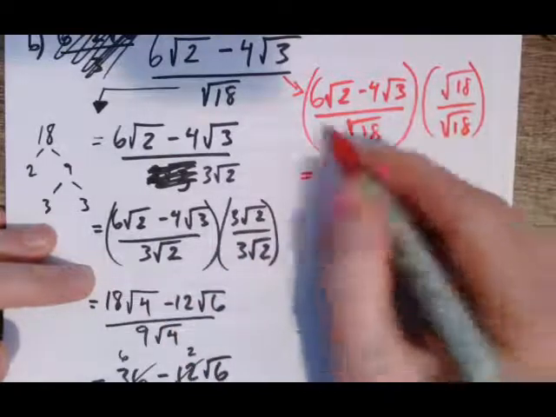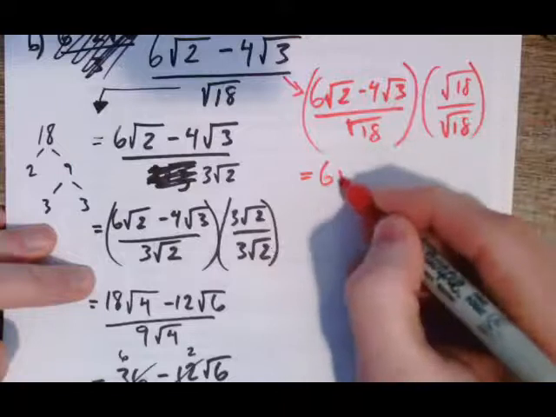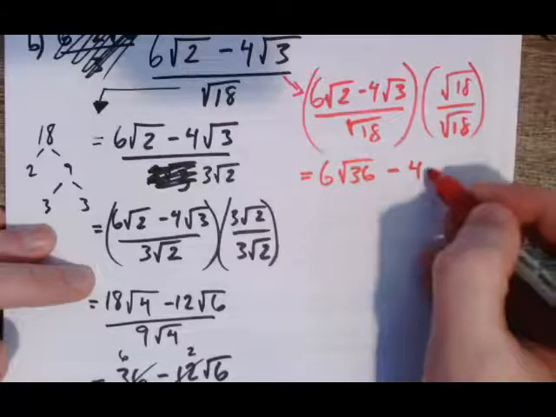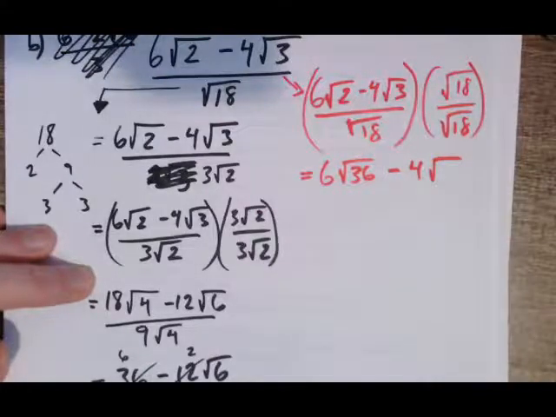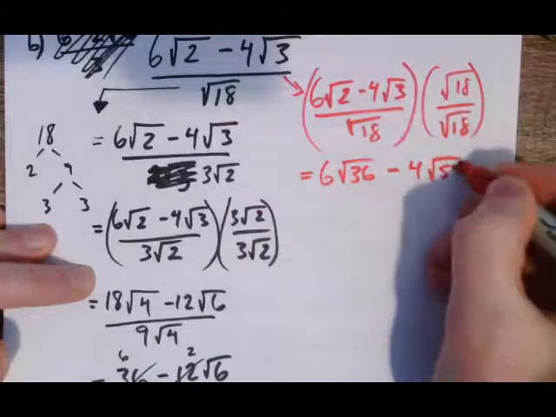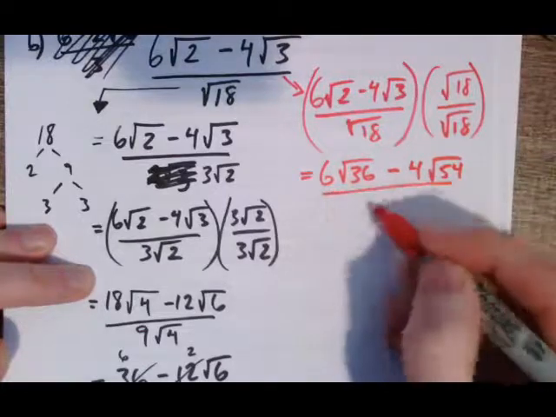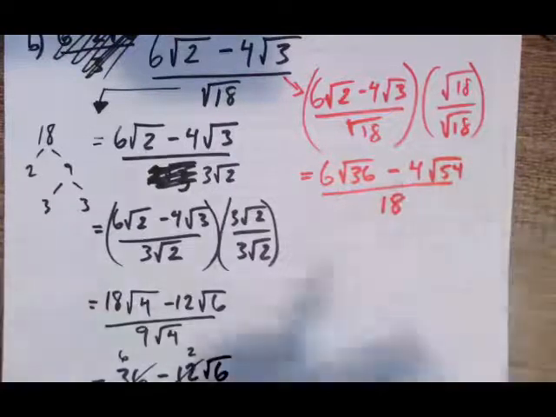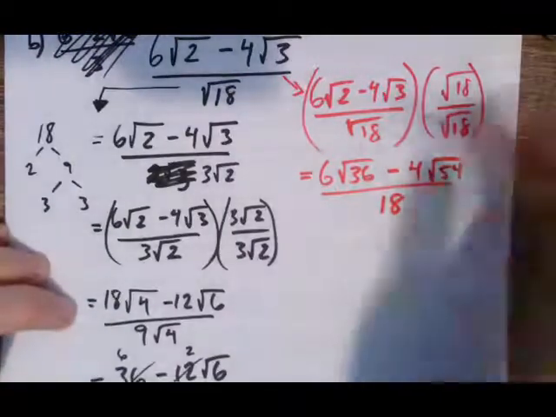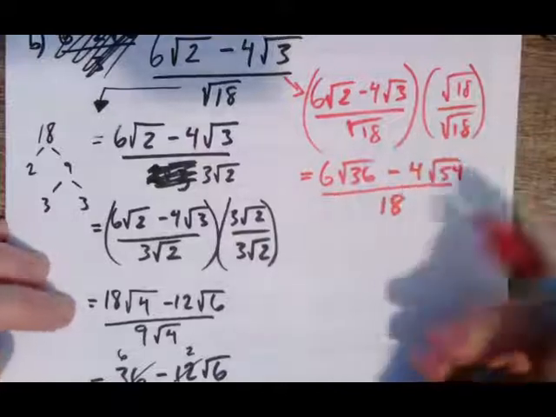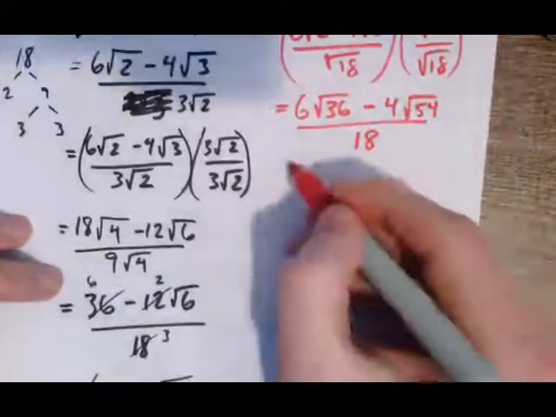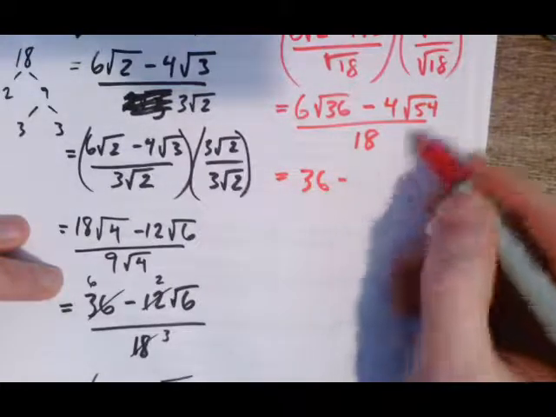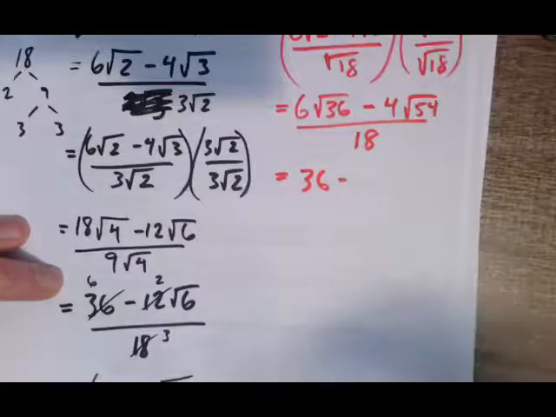So this equals 6 root 36. Oh, maybe not. Maybe it's just going to be easy. Minus 4, 3 times 18 is 6 times 9, so that's 54, all over the root of 18 squared, which is 18. I'm not doing that because I don't know what 18 times 18 is. It's a big number. Simplify. Root of 36 is 6. 6 times 6 is 36. Minus, now 54 we've got to deal with.